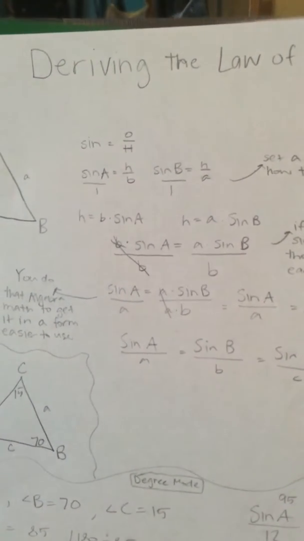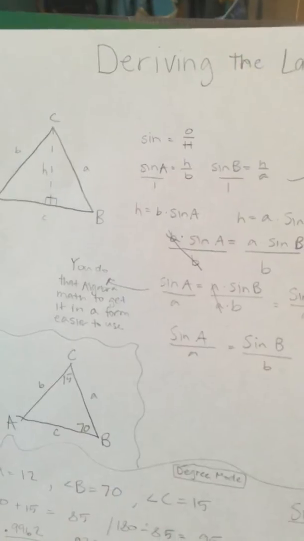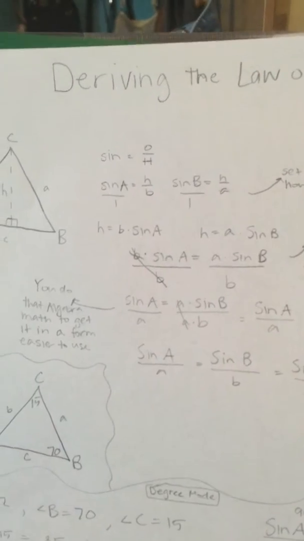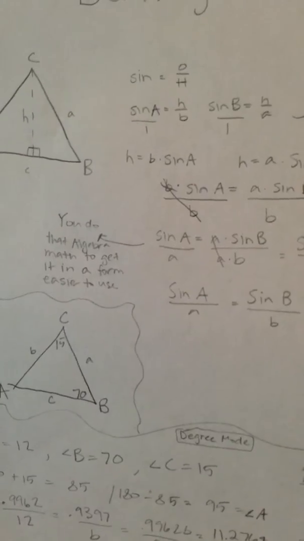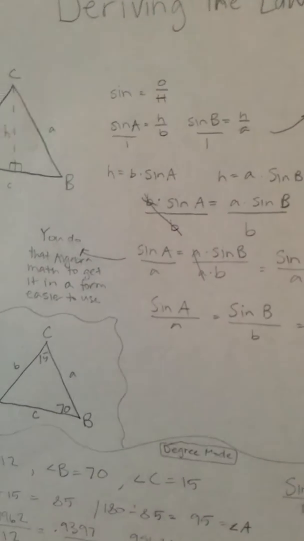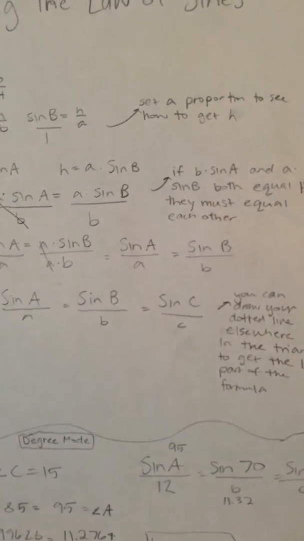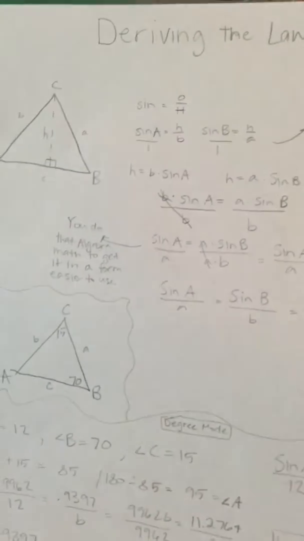So I ended up getting h equals b times sine A, then h also equals a times sine B. Being that b times sine A and a times sine B both equal h, I set them equal to each other, and I did a little math, a little cross multiplying, or cross dividing really. I did b times sine A divided by b, and I did the same on the other side too, and then the same thing with a, and then I got sine A over a equals sine B over b, and basically that's two thirds of the formula to get the law of sines.